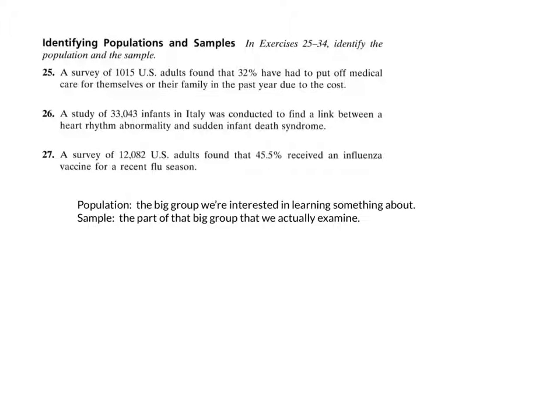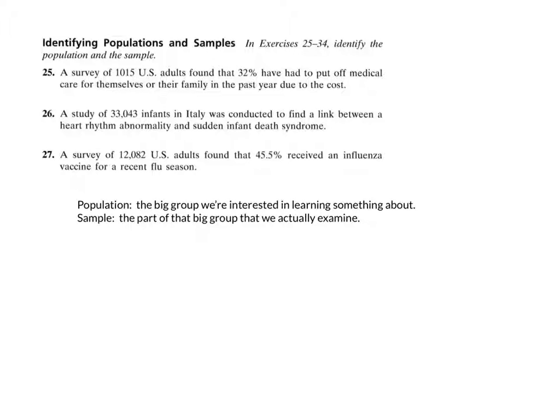And so, in general, the population you can see is just the big group that we're interested in learning something about. But typically we don't examine the entire group. We just look at a part of that group, hopefully a part that has been randomly selected. And that part of the big group that we actually examine is called the sample. So the sample is quite easy to identify. The sample is obviously the people in number 25 that we actually surveyed.